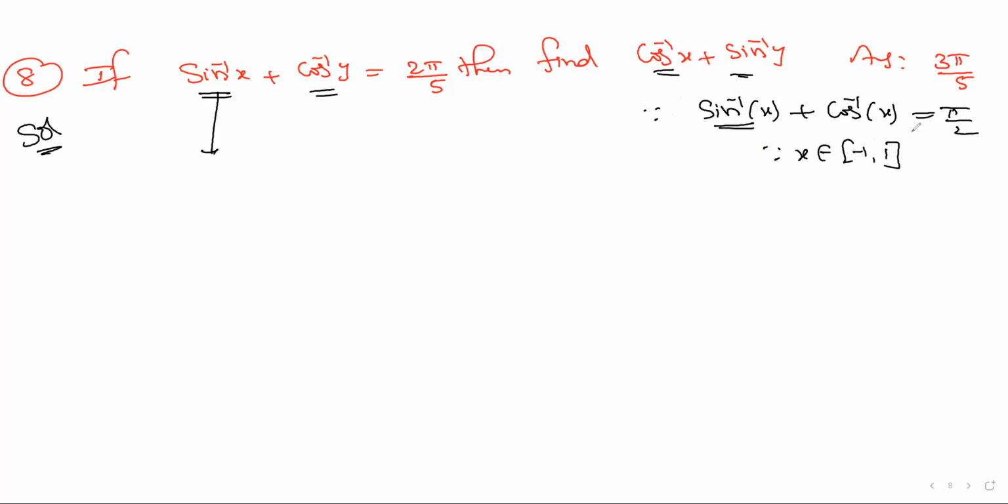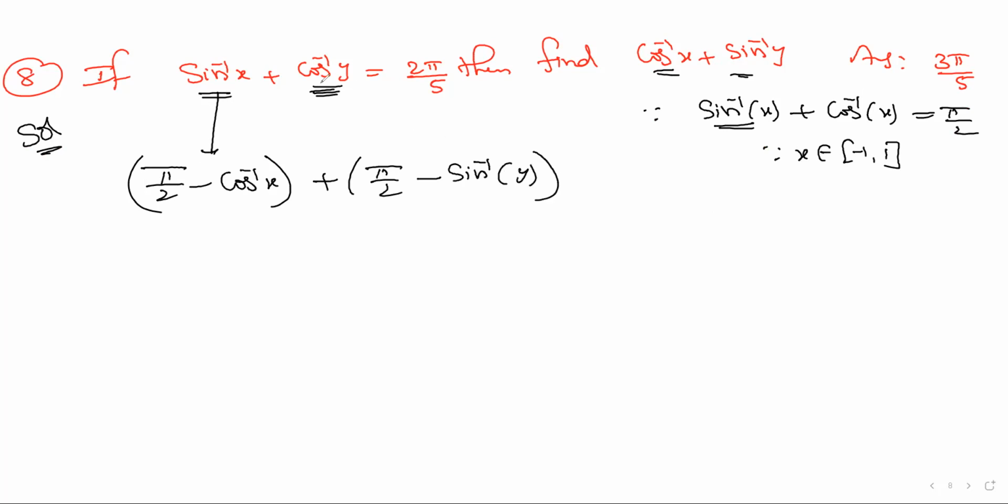The sin inverse x formula is pi by 2 minus cos inverse x, right? Here, for cos inverse y, according to this property, it is pi by 2 minus sin inverse y. The cos inverse y relation: 90 minus sin inverse y is equal to 2 pi by 5. Here pi by 2 plus pi by 2, how much? Pi. The minus cos inverse x minus sin inverse y, sending to the right side, it will become positive.